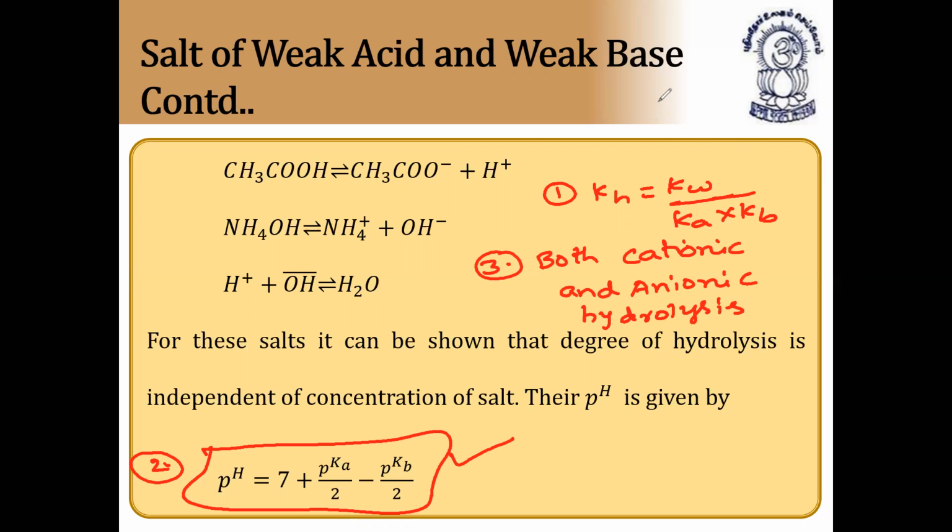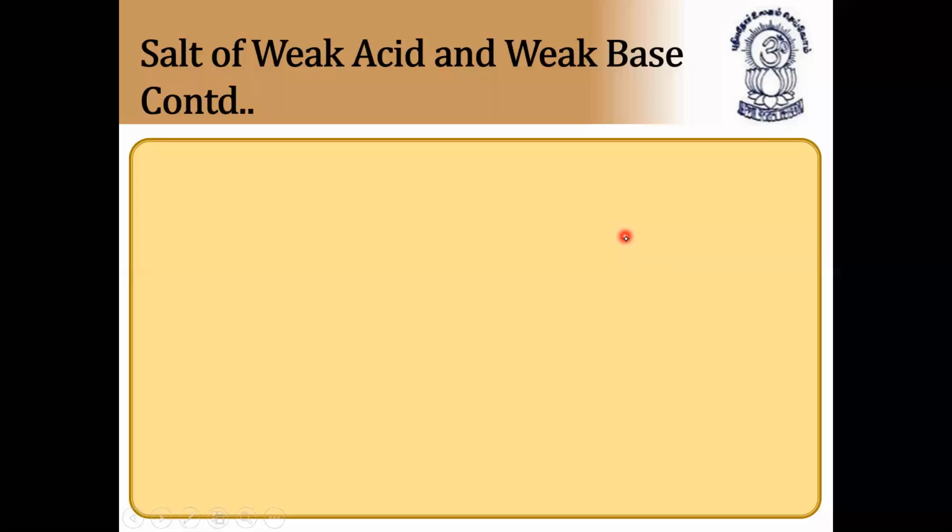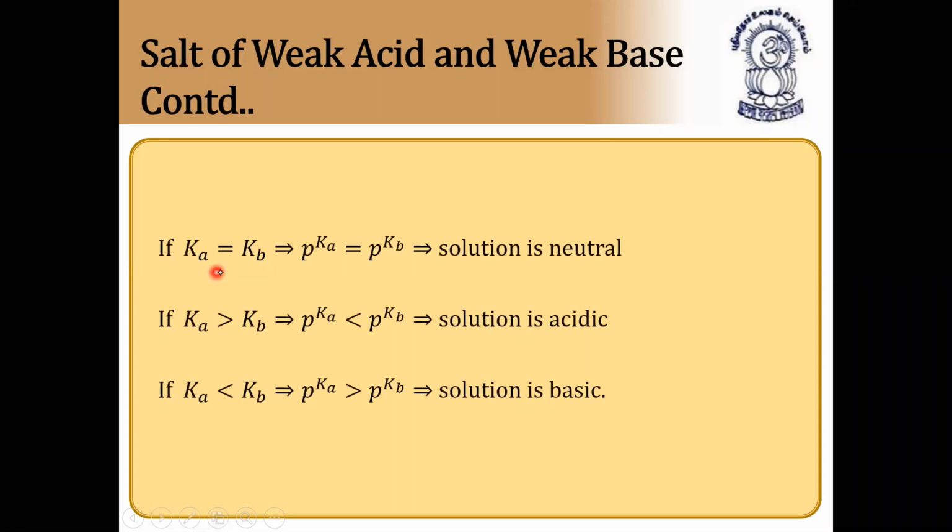Let us see a question based on this. If Ka is equal to Kb, in this we have different cases. It can be neutral, acidic, or basic, as I told you. If Ka is equal to Kb, then pKa is equal to pKb, and the solution is neutral. If Ka is greater than Kb, then pKa is less than pKb, so the solution is acidic. If Ka is less than Kb, pKa is greater than pKb, so the solution is basic. So in this we have three conditions.